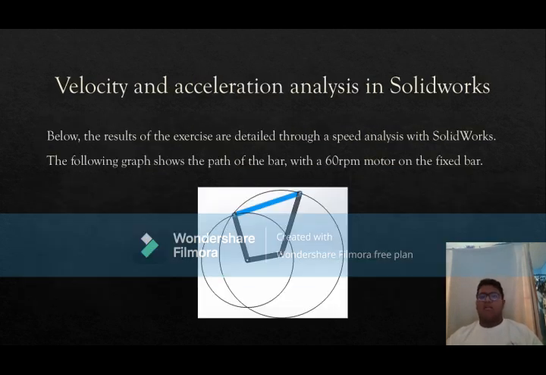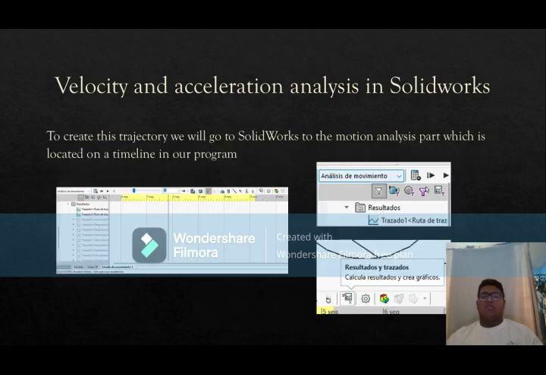Velocity and acceleration analysis in SolidWorks. Below are the results of the exercises, detailed as speed analysis with SolidWorks. The following graph shows the path of the bar with a 60 revolutions per minute motor on the fixed bar. To create this trajectory, we go to SolidWorks, to the motion analysis part, which is located on a timeline in our program, showing these images.